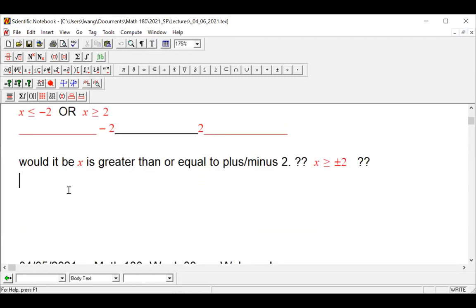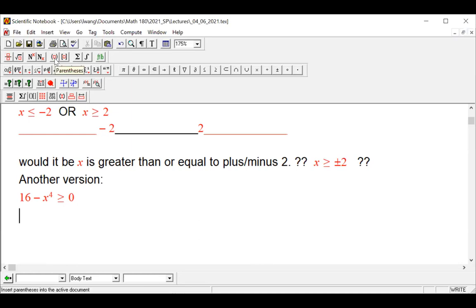Another version. I have a reason to give you this version. Suppose we solve this inequality. We set up, we find the domain, we have this. The other version is just you factor.